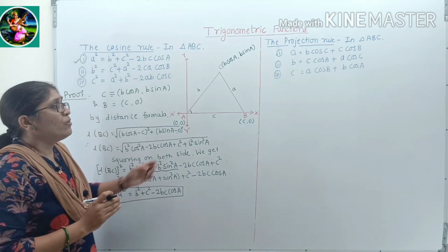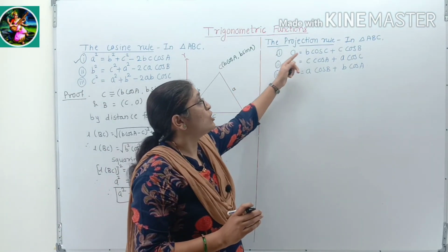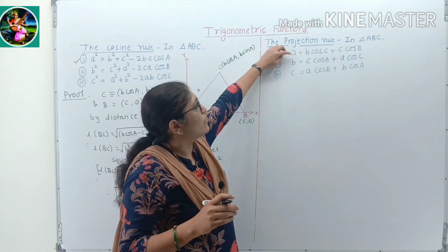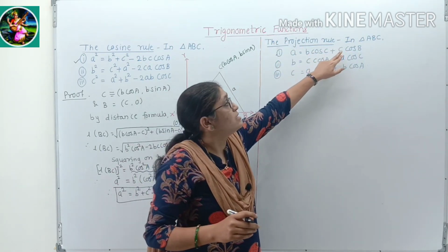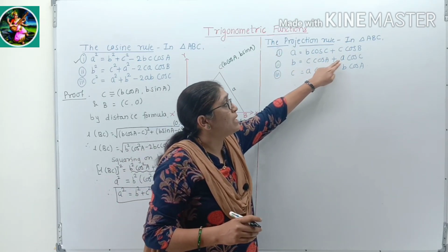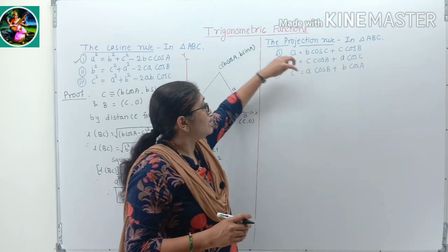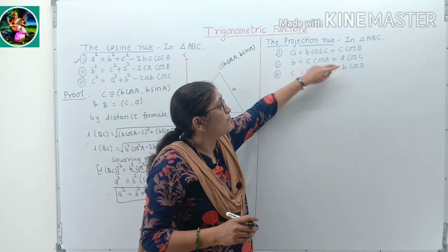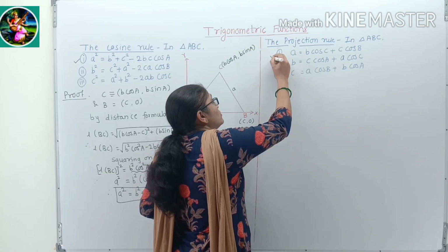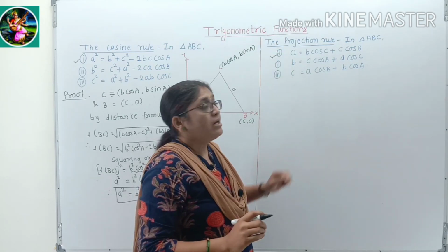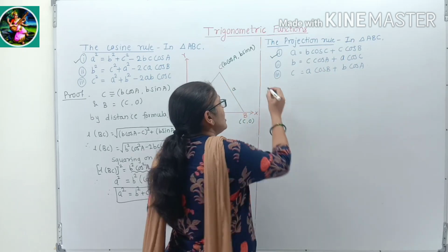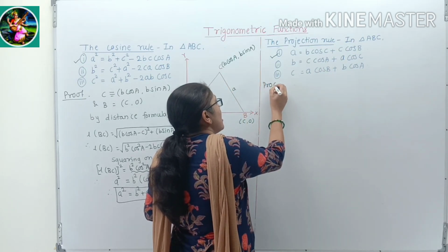Now we go on to prove the projection rule in triangle ABC, that a is equal to b cos C plus c cos B, b is equal to c cos A plus a cos C, and c is equal to a cos B plus b cos A. From this, we have to solve the first one, a is equal to b cos C plus c cos B. For that, we consider its RHS.